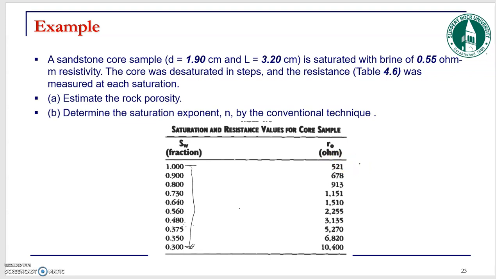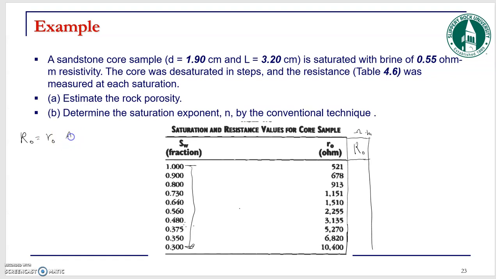So the first thing we want to do is, in our equations we don't have resistance, but we do have resistivity, right? So you need to add another column to this table, and in this column what you want to do is to calculate the resistivity in ohm meter, right? The unit is ohm meter.